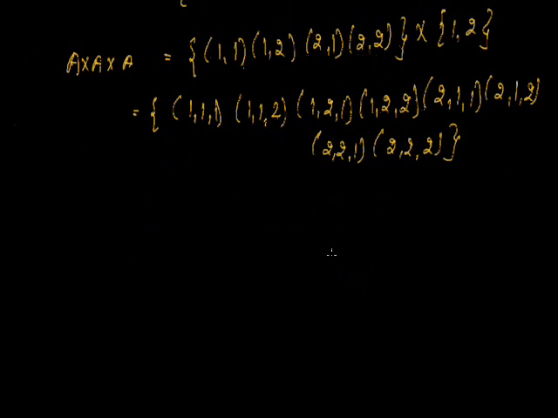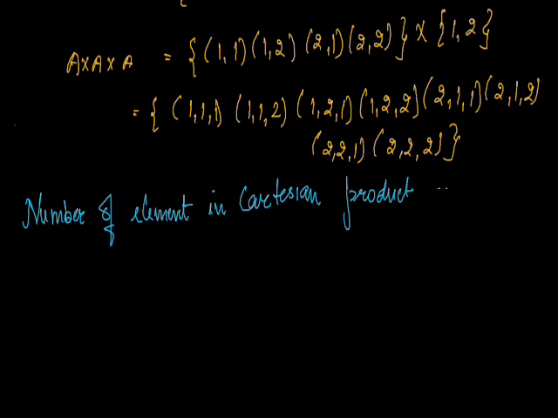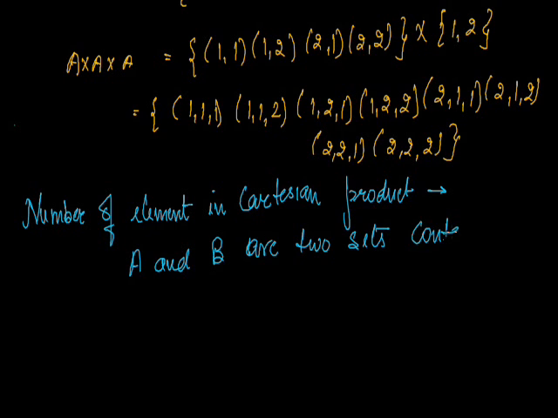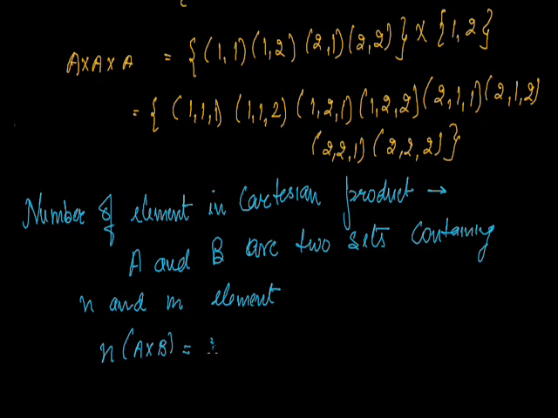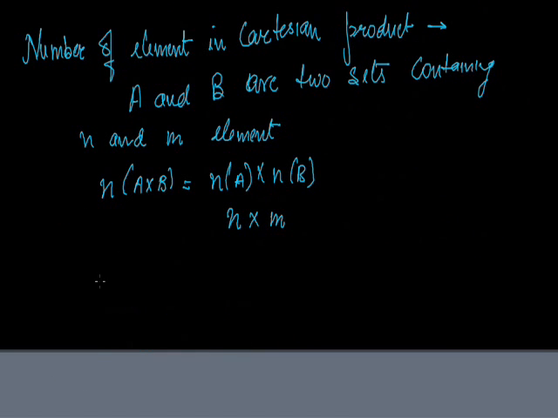Now, next is finding the number of elements in the Cartesian product. Let us suppose A and B are two sets containing n and m elements, that is, set A contains n elements and set B contains m elements. Then n(A cross B) will be equal to n(A) times n(B). Here n(A) means the number of elements in A, which is n, and the number of elements in B is m.